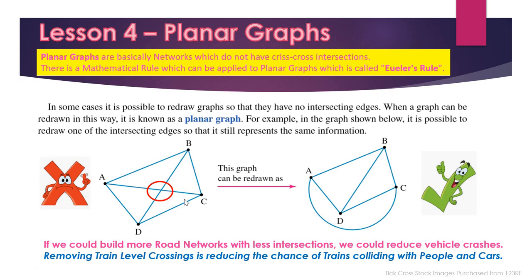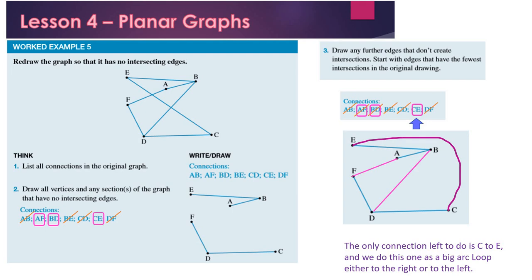By doing that, you could reduce the number of vehicle accidents you have, like when two roads meet and cross each other. And you don't usually have train lines doing that because trains are very big and heavy and they can't stop easily. And if two trains smash into each other, that'd be really bad. But removing train level crossings, which they're doing at the moment in Victoria here at Melbourne, is reducing the chance of trains colliding with both people and cars. So there's an example of where they're making the network more planar. They're making the rail network more planar so that it does not intersect with where the cars are going.